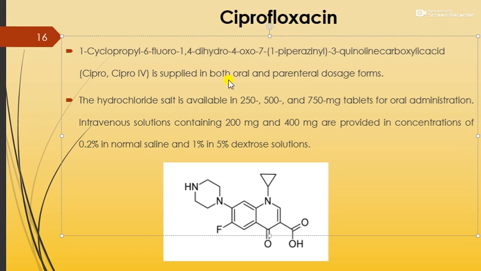It is supplied in both oral as well as parenteral dosage forms. The hydrochloride salt of ciprofloxacin is available in 250, 500 and 750 mg tablets for oral administration. Intravenous solutions, for parenteral use, containing 200 mg and 400 mg are provided in a concentration of 0.2% in normal saline solution and 1% in 5% dextrose solution.